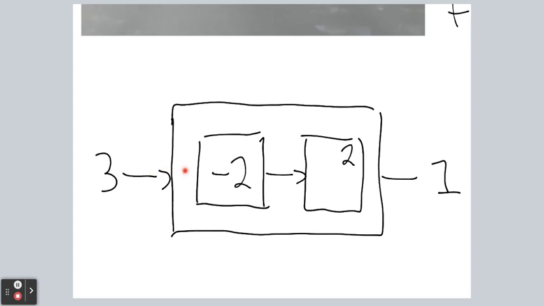The 3 comes into the box and it gets put into the first part of the function where 2 is taken away from it. That would give me an output of 1, and then 1 is squared to give me 1, and then the output is 1. Does that kind of make sense too? So actually, there are 2 functions going on. There's subtract 2, and then there is square.